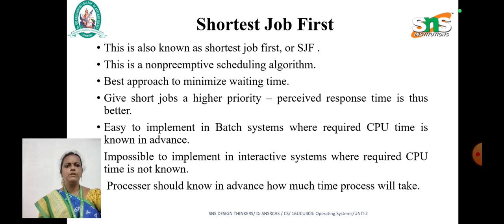It is the best approach to minimize waiting time. It gives short jobs a higher priority, that is, perceived response time is thus better. Easy to implement in batch systems where required CPU time is known in advance. Impossible to implement in interactive systems where required CPU time is not known. The processor should know in advance how much time the process will take for that particular job.